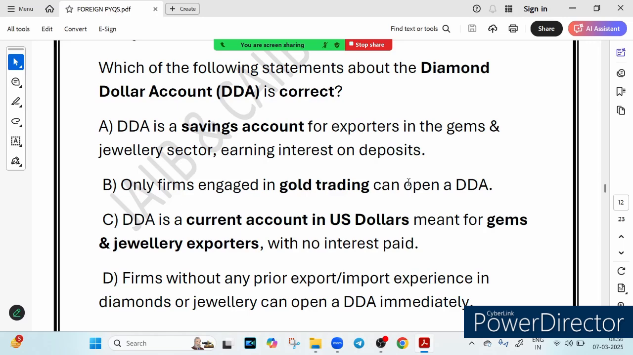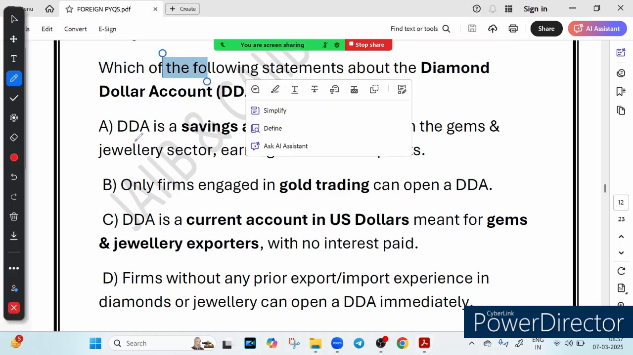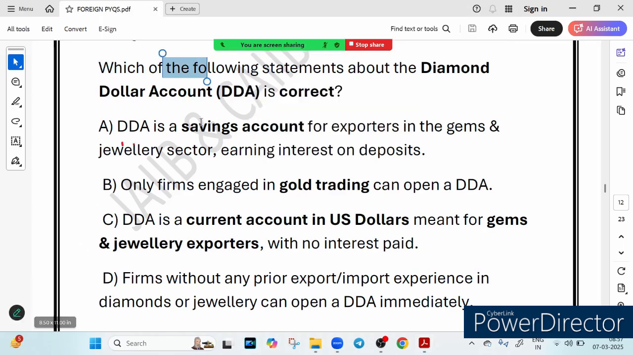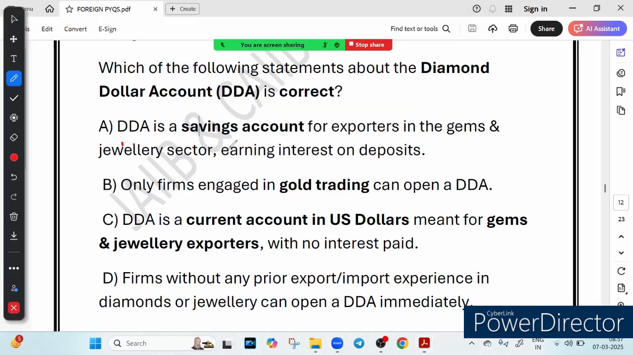What is correct about DDA? So let's go through option by option. Option A suggests that DDA is a savings account where the exporter earns interest on deposits. This is incorrect because DDA is strictly a current account. This DDA is not a savings account. DDA is strictly a current account, right? And no interest is paid on the balance held in this account. You know it very well.